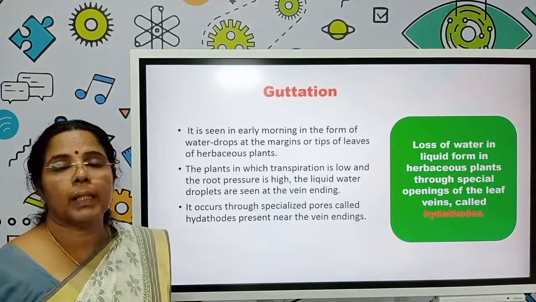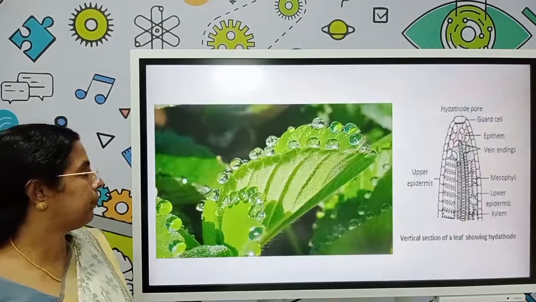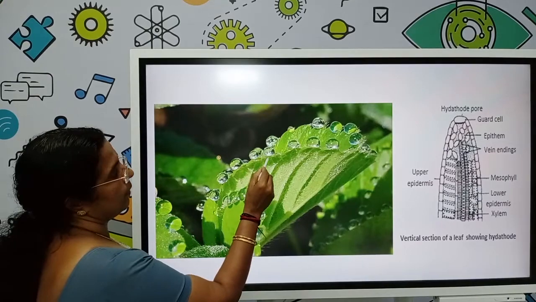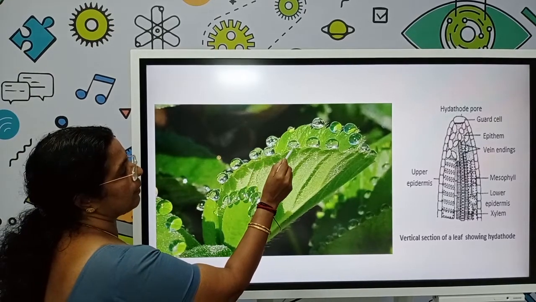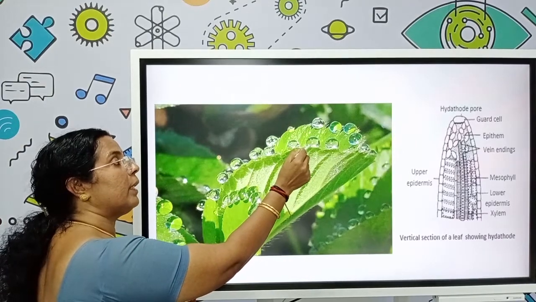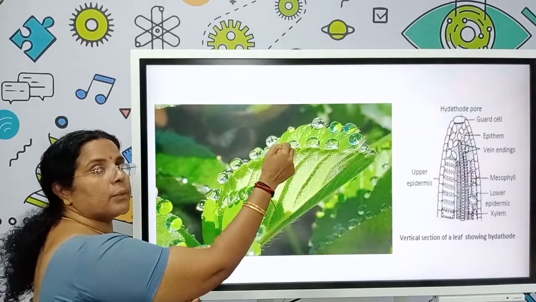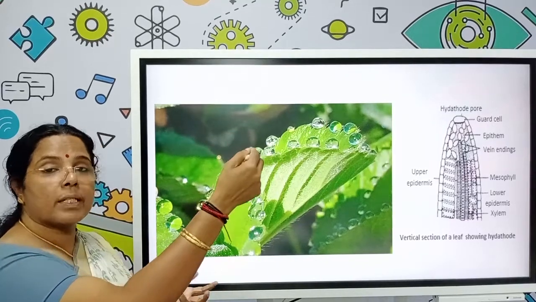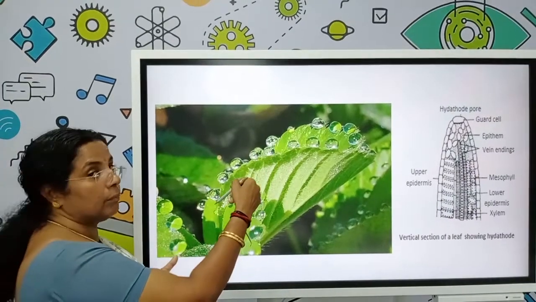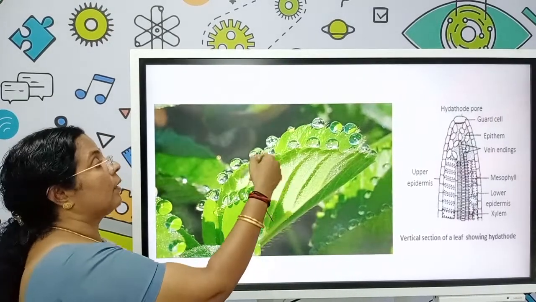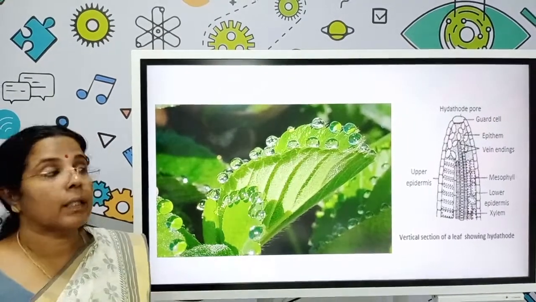So guttation is mainly due to root pressure. You can see in this picture that at the margins, minute openings are there. Those are called hydathodes. Through those hydathodes the water will be oozed out. That is due to root pressure at night. As there is no transpiration, the pressure developed inside the root becomes more, and that pushes the water out.